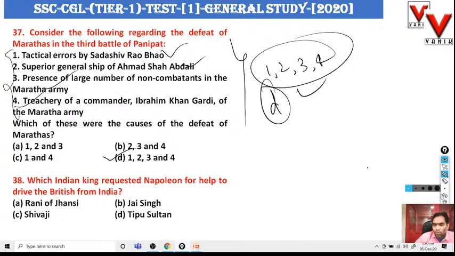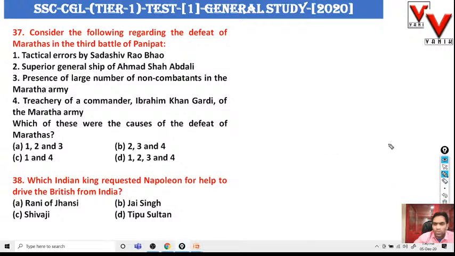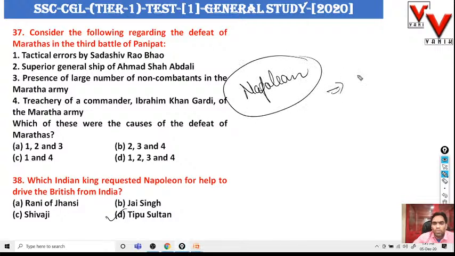Now we are going to proceed further, and we are going to discuss question 38. Which Indian king requested Napoleon to help drive the Britishers from India? That is Tipu Sultan. Tipu Sultan requested Napoleon. There were three battles of Mysore: first battle of Mysore, second battle of Mysore, and third battle.